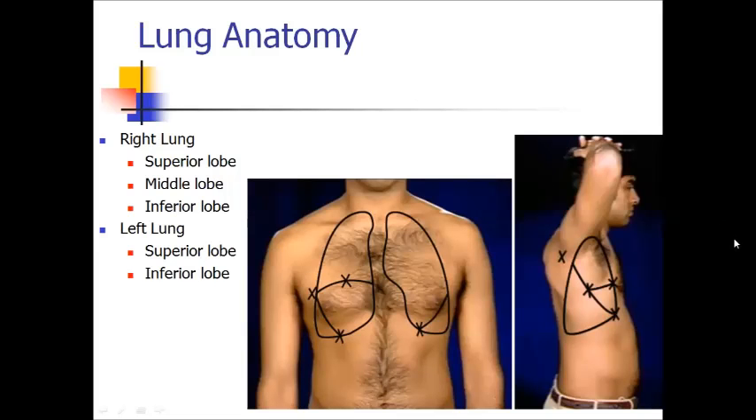Here the projection of lungs on the body surface is shown. You remember that the right lung consists of 3 lobes, superior, middle and inferior, and the left lung consists of only 2 lobes, superior and inferior.